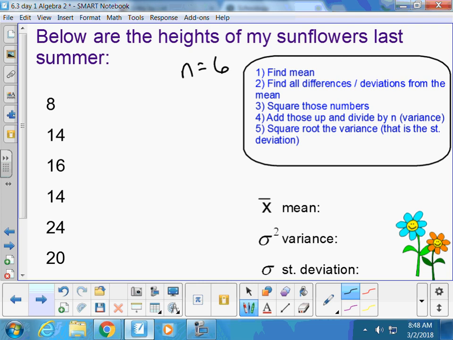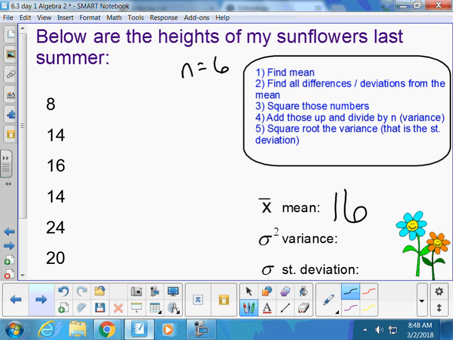8 plus 14 plus 16 plus 14 plus 24 plus 20. It's very important for you to click enter right now to get that total. So the total I have on my screen is 96. You'll go ahead and divide by 6 because that's the number of sunflowers I grew. And that'll give you a mean or an average of 16. All right, hopefully we're doing okay then.